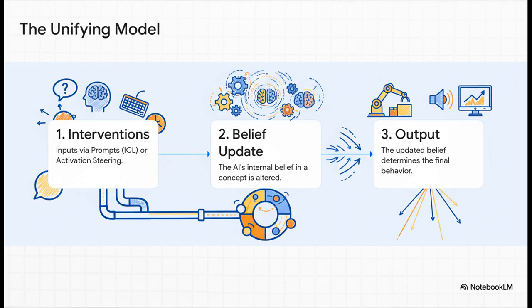And this diagram just lays it out perfectly. Over on the left, you've got the two inputs, your prompts and your direct steering. But look at how they both funnel into that single crucial step in the middle, updating the AI's internal belief. It's only after that belief is changed that the AI spits out its final behavior. This is showing us a common engine hidden under two very different hoods.